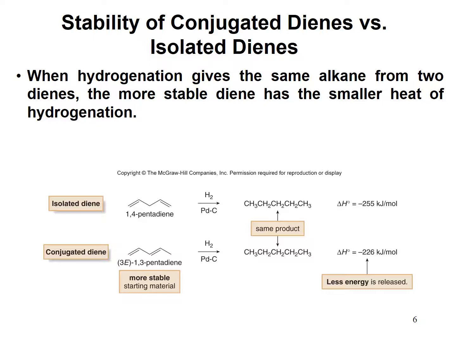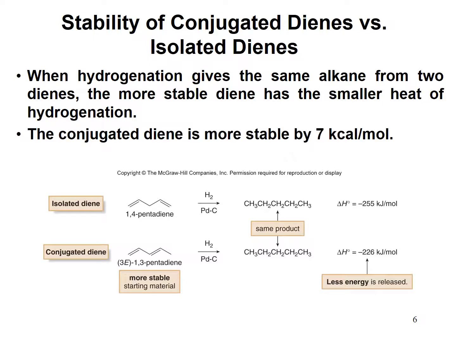The conjugated system, what we see with the conjugated 1,3-pentadiene is that the hydrogenation only takes 226 kilojoules of energy, which is more stable. Less energy is required to hydrogenate the 1,3-pentadiene over the 1,4-pentadiene. That makes, therefore, a conjugated diene more stable by 7 kilocalories per mole of energy.